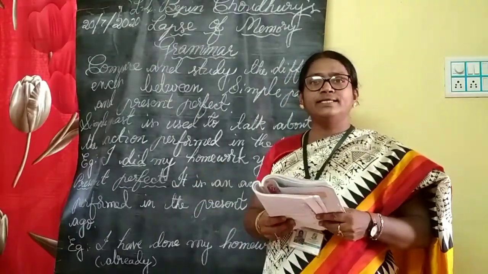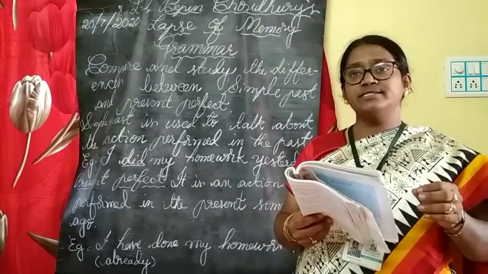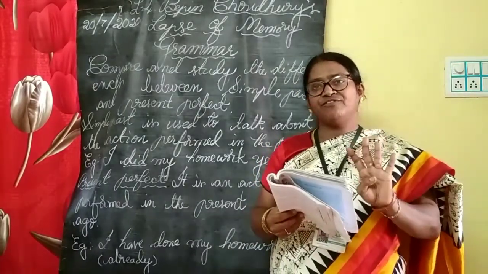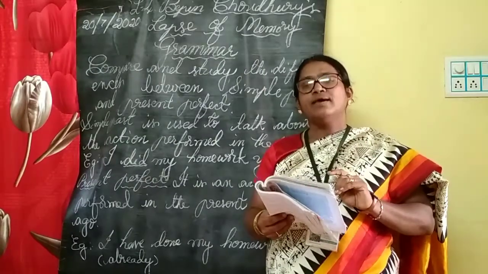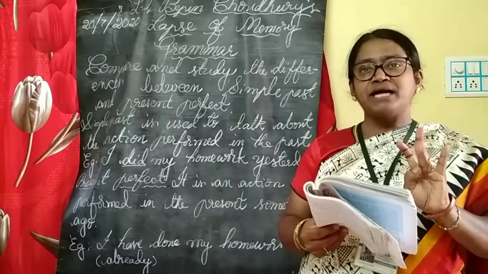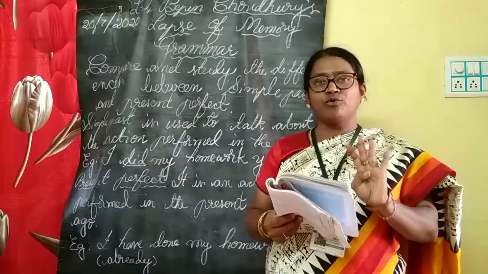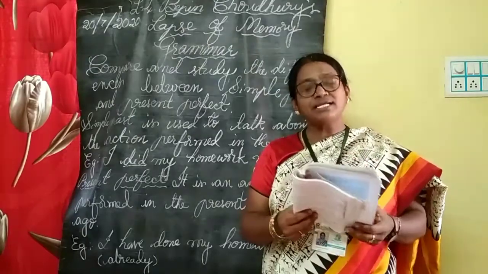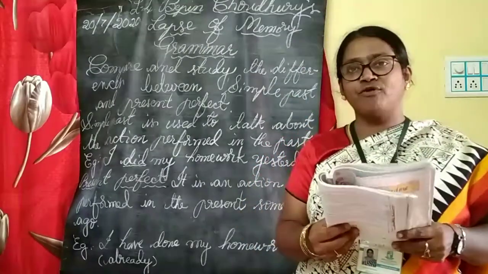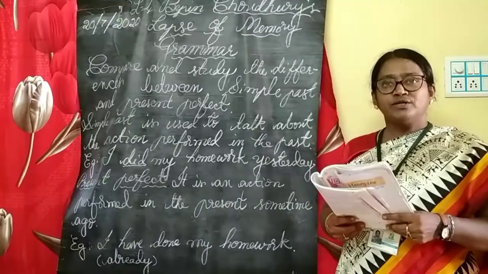As we have studied the tenses in the previous classes, each tense has 4 different kinds of forms. Totally we have 3 tenses: present tense, past tense, and the future tense. Present tense has 4 different kinds of forms, past tense has 4 different kinds of forms, and the future has 4 different kinds of forms.